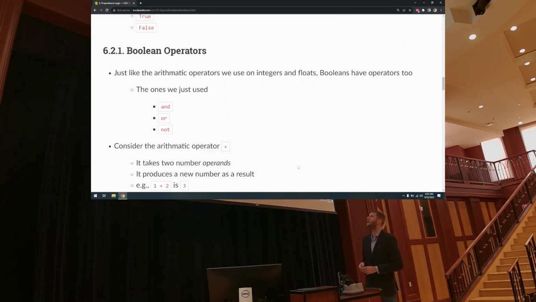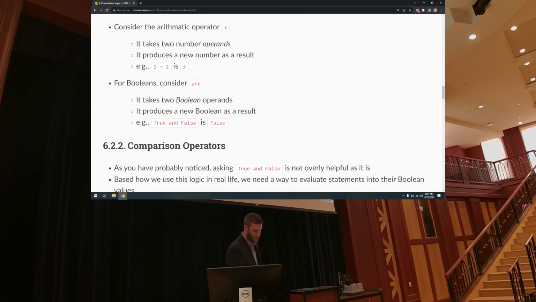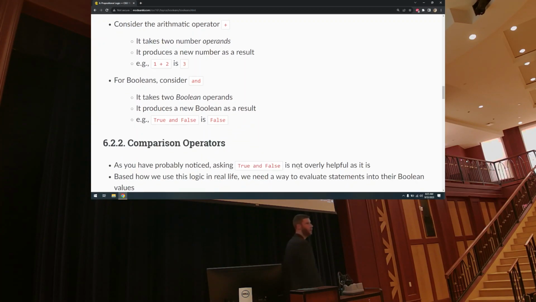But these are just operators, like you're already used to with arithmetic. Plus is an operator that gives you the sum. It takes two numbers and gives you back a number. These Boolean operators, and takes two Booleans and gives you back a Boolean. It's the exact same idea. It's just how they operate is a little different based on their functionality. True and false, well, that's always false, right? And only gives you back true if they're both true.